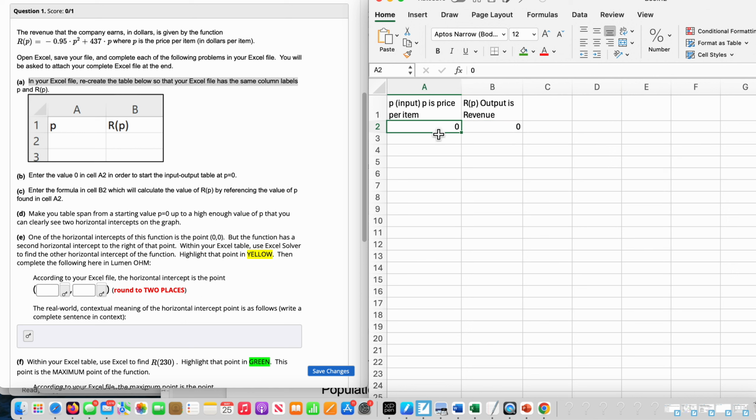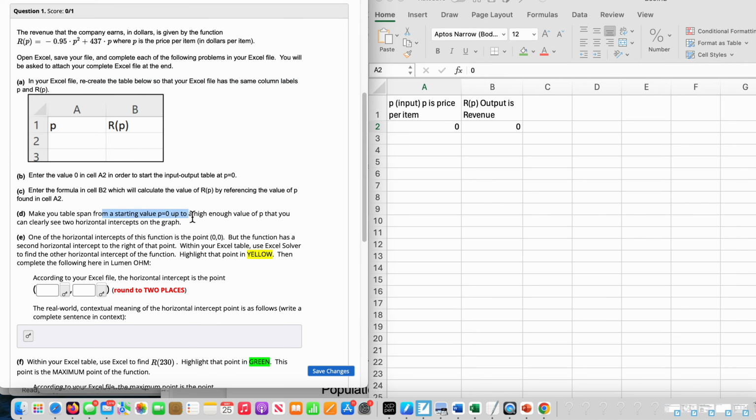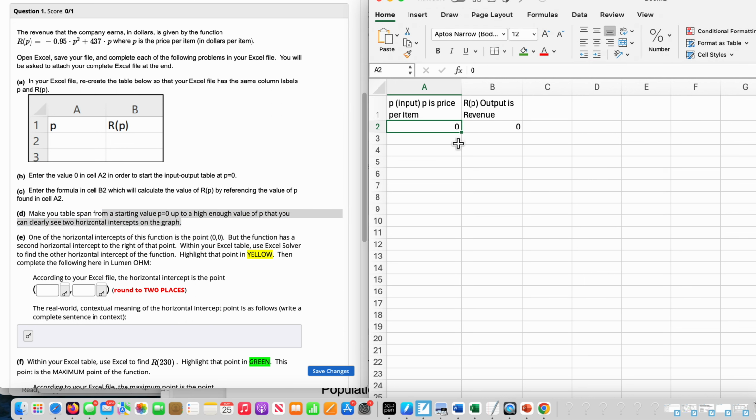So now let's see what it says next. It says make your table span from a starting value of 0 and make sure it's high enough so that I can see 2 horizontal intercepts. Now notice it didn't tell you how to step price. So I could say let me have price go by increments of $5, for instance. And I can just drag this down, and now I have price from 0, 5, 10, 15, 20, all the way up to 85.